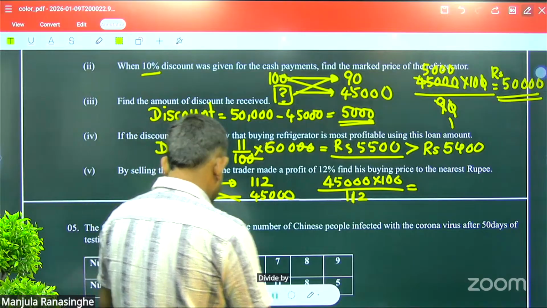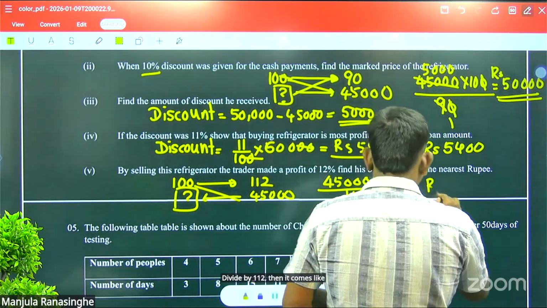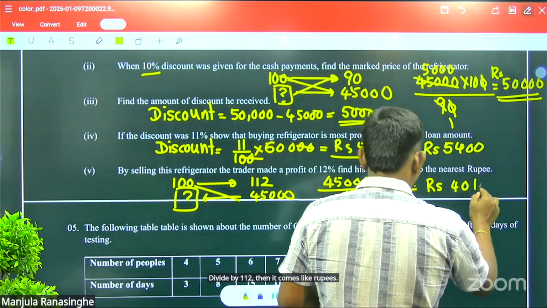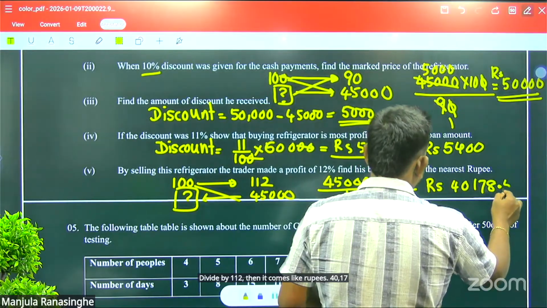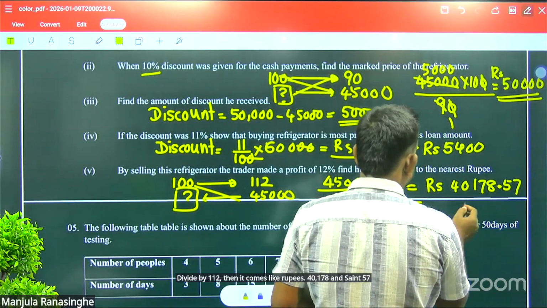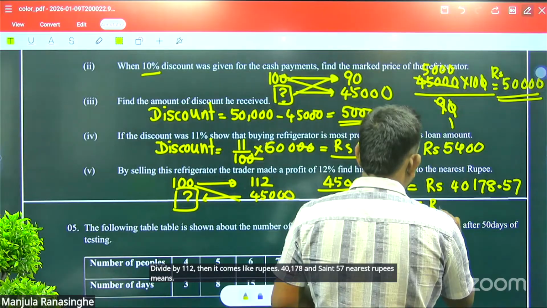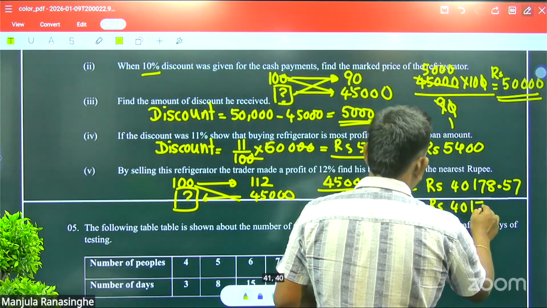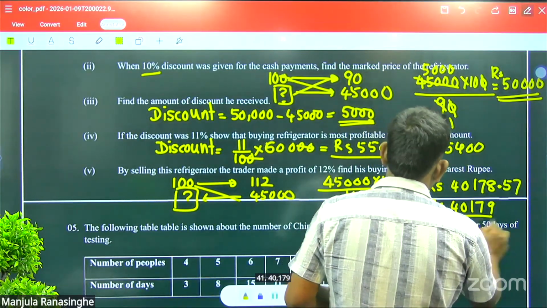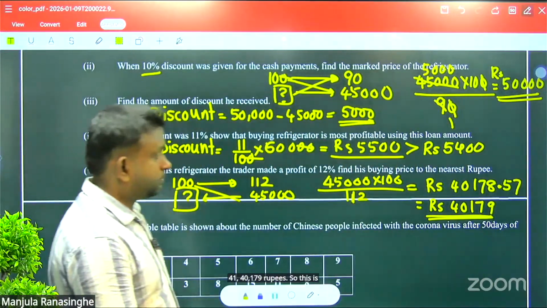Then it comes to rupees 40,178 and cents 57. Nearest rupee means 40,179 rupees. So this is the buying price.